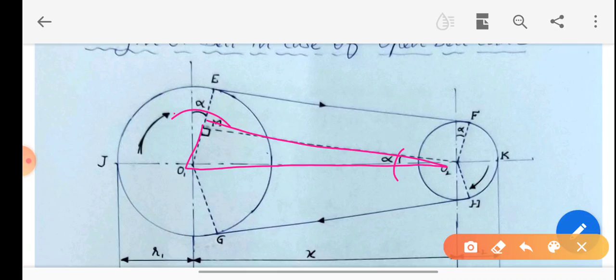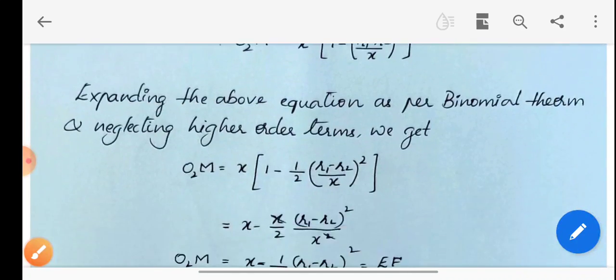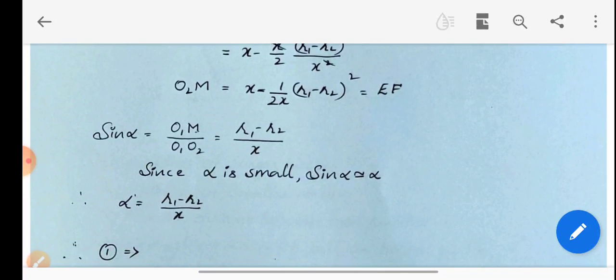So what is opposite? O1m. What is hypotenuse? O1, O2. What is this O1m? It is nothing but R1 minus R2. What is this O1, O2? It is x. The same thing I have written. You can see sin alpha is equal to O1m by O1, O2. O1m is R1 minus R2.